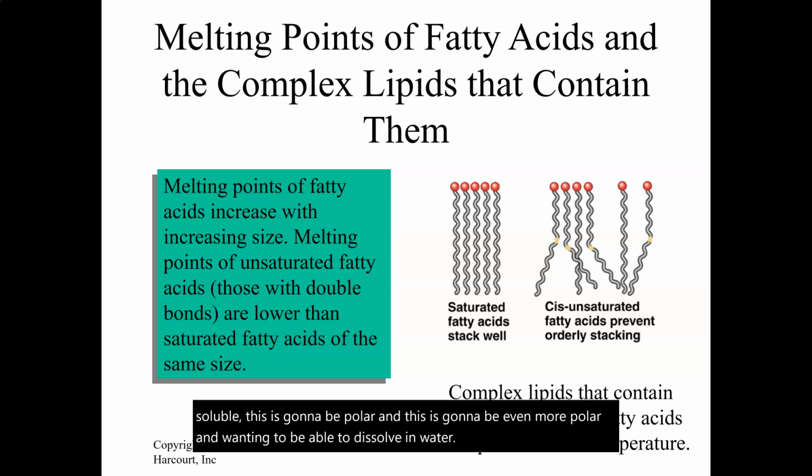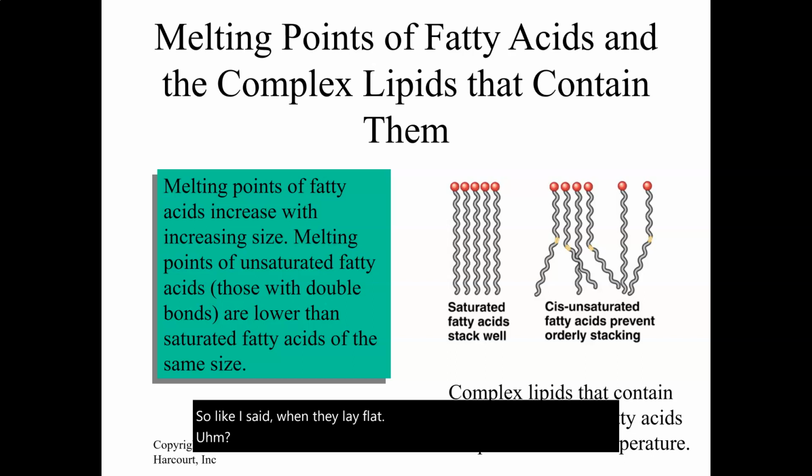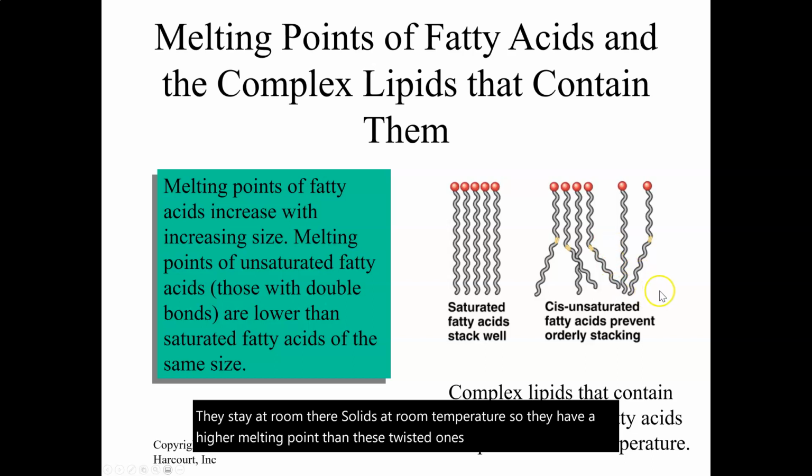So, like I said, when they lay flat, they're solids at room temperature, so they have a higher melting point than these twisted ones, the unsaturated ones, because these are oils at room temperature. These that are straight saturated are laying flat, and they're solids at room temperature.